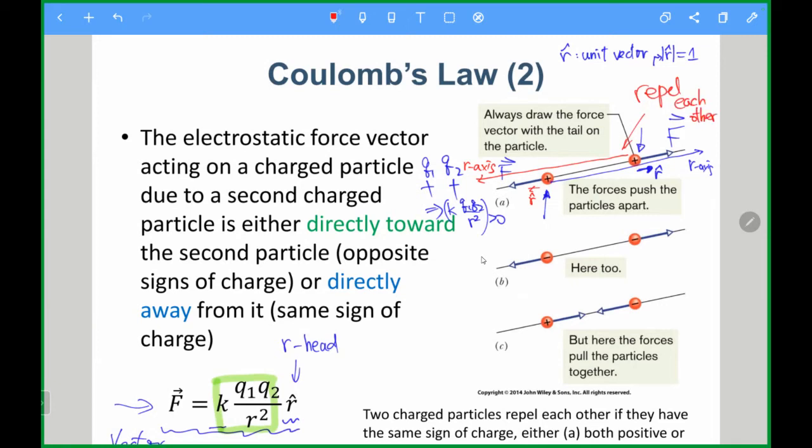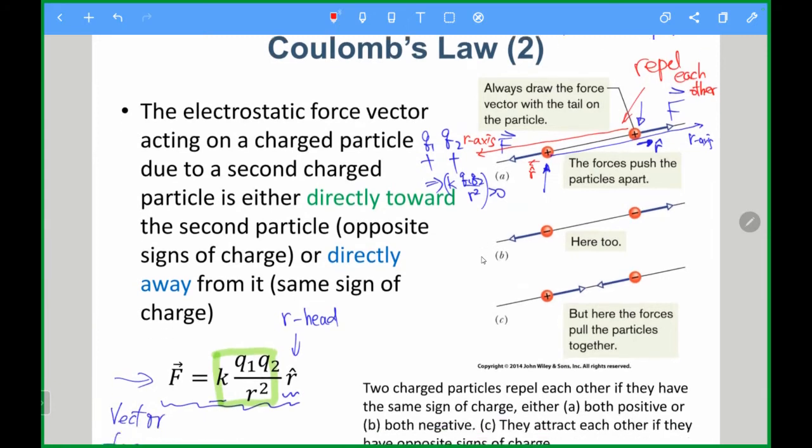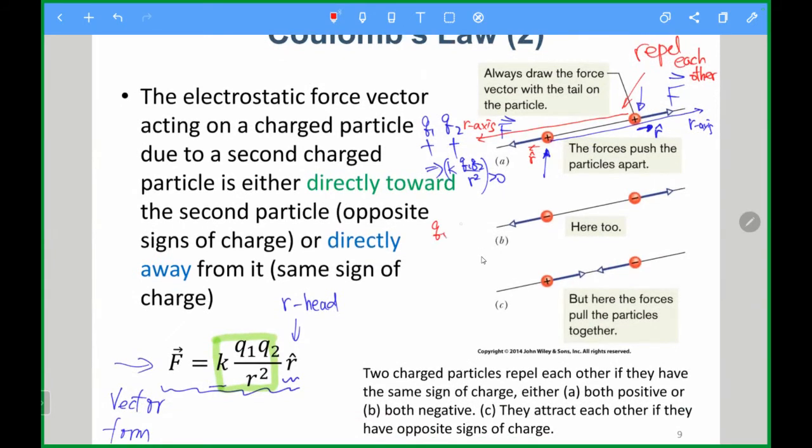Okay, so the next case is Q1 is positive, Q2 is negative. And also it includes Q1 is negative, Q2 is positive. No, for the second one it is not positive, negative. Okay, so for the second case, Q1, Q2 are all negative.